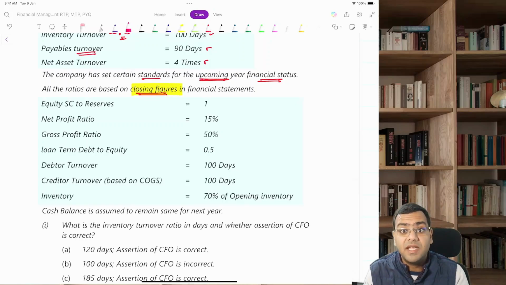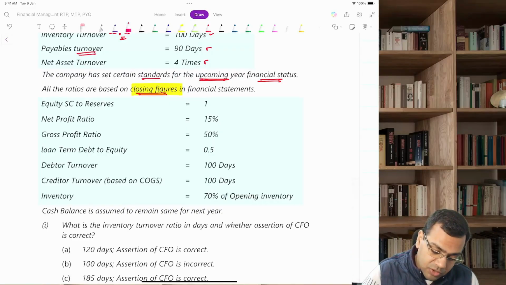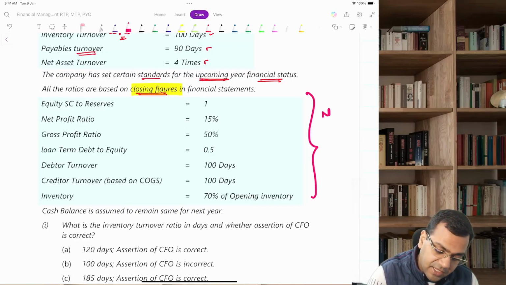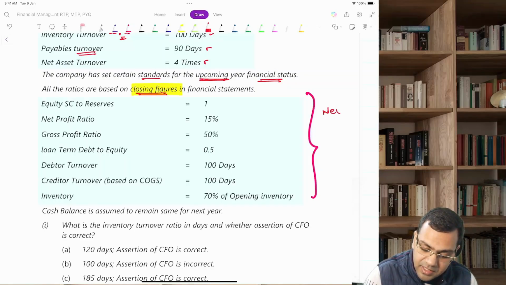What you will take is the closing figures in the books. Now this information is regarding what? This information is regarding next year, what they are predicting. So this is regarding the next year predictions, next year standards we can say, right?